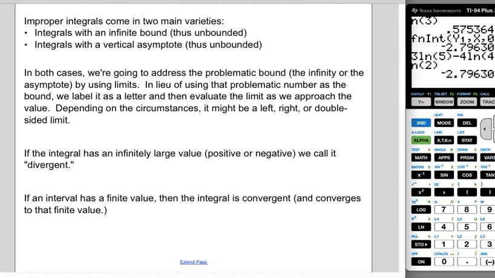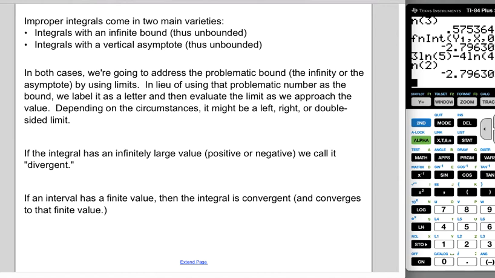Improper integrals come in two main varieties. Integrals with an infinite bound, thus unbounded, so something like integrating from, let's say, 5 to infinity. Or integrals with a vertical asymptote in the middle, which is also unbounded. In both cases, we're going to address the problematic bound, the infinity or the asymptote, by using limits.